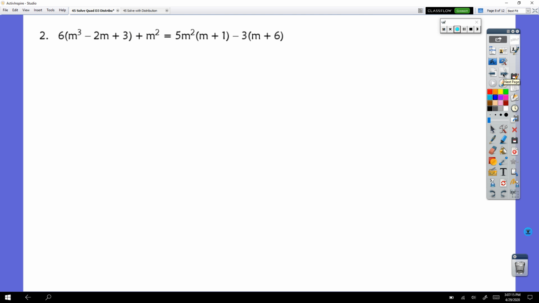Okay, for our second example, our concept is going to be the same. There's a little bit more going on in this problem because we have a lot more terms to deal with. So I see 3 different sets of parentheses, so my first idea is going to be to distribute the coefficients of each of those parentheses through so that I don't have parentheses anymore. So I'm going to start off by taking the 6 and distributing through.